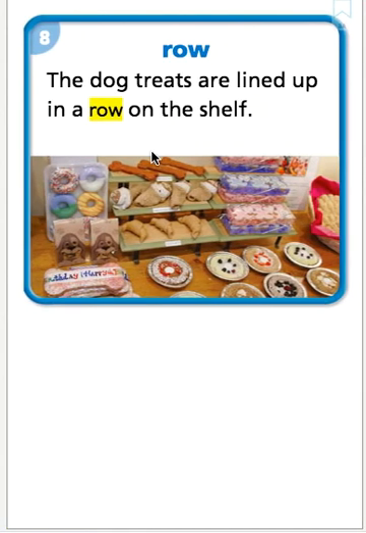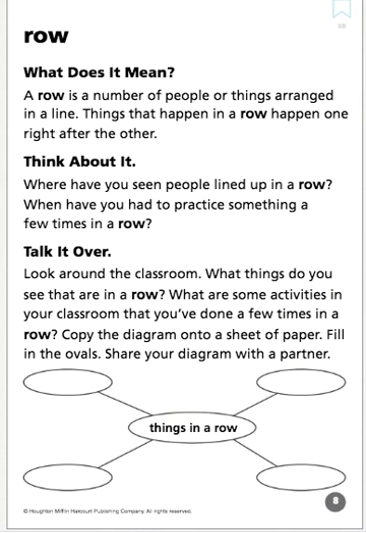And our last word, row. The dog treats are lined up in a row on the shelf. What does it mean? A row is a number of people or things arranged in a line. Things that happen in a row happen one right after the other.